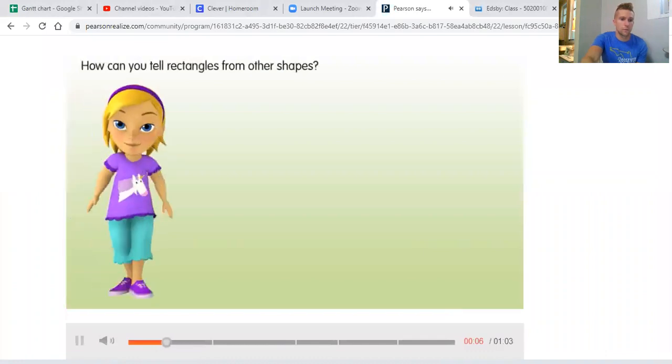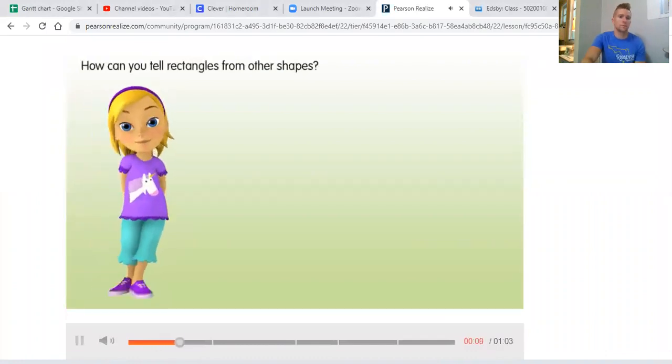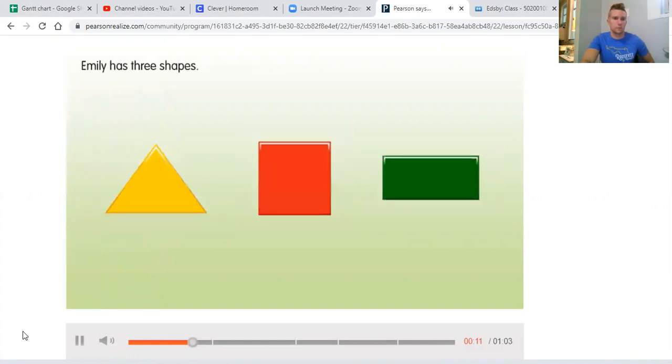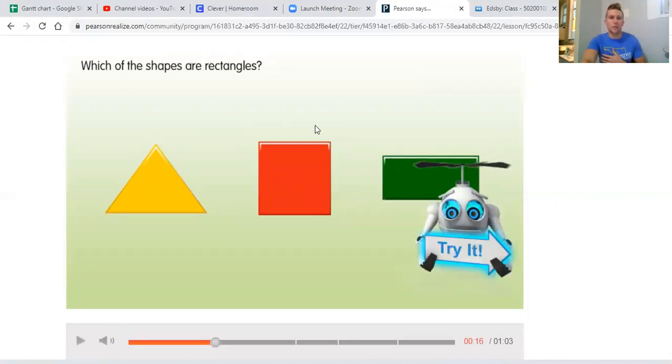How can you tell rectangles from other shapes? Emily has 3 shapes. Which of the shapes are rectangles? All right, so which of the shapes here, the yellow, the red, or the green, are rectangles? All right, yell it out. Tell me what you think. Now remember, if you know anything about rectangles, you should know they have 4 sides and 4 vertices. Sometimes they look like another shape, okay? So there might be more than one on here. Let's see if you got it right.